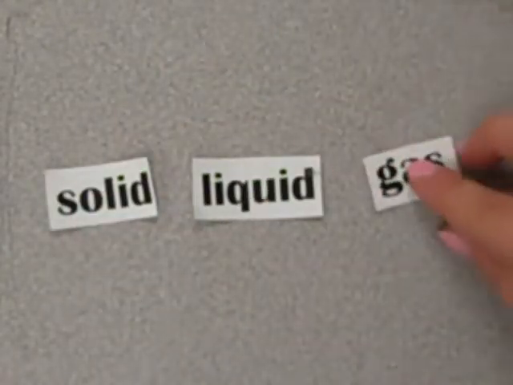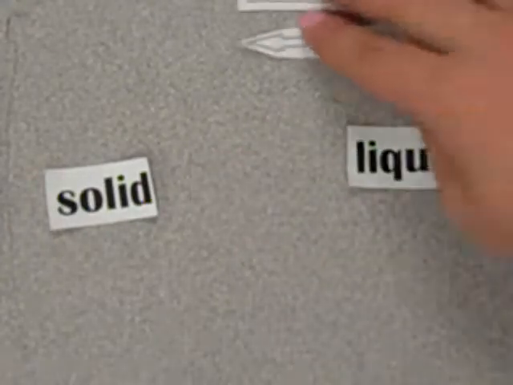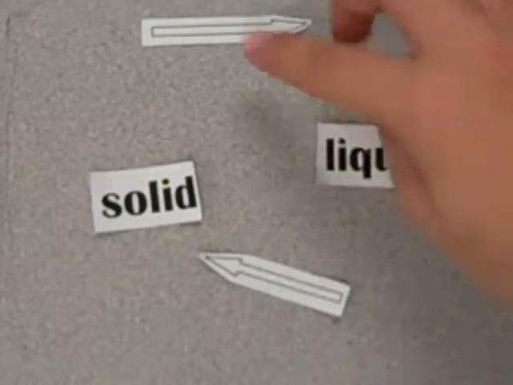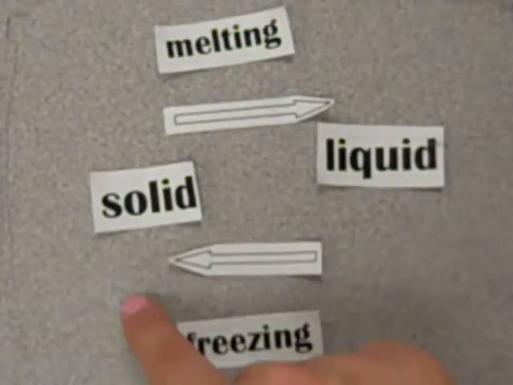There are 6 types of phase changes that describe the transformation of a substance between its solid, liquid, and gaseous forms. There are 2 types of changes between the solid and liquid phase: melting, where a solid becomes a liquid, and freezing, where a liquid becomes a solid.